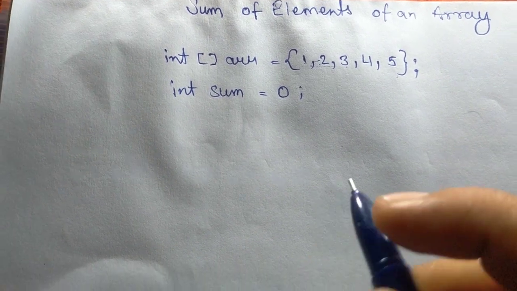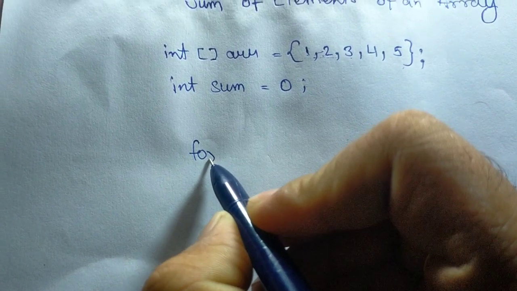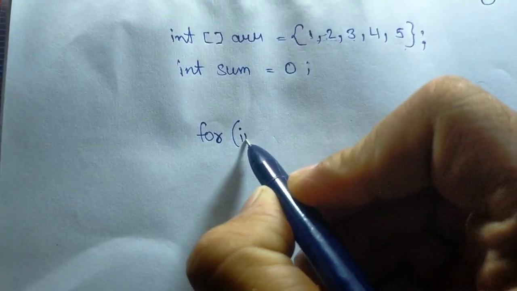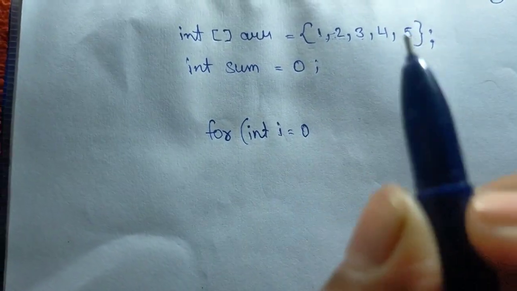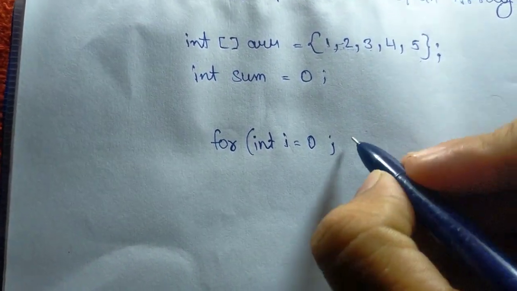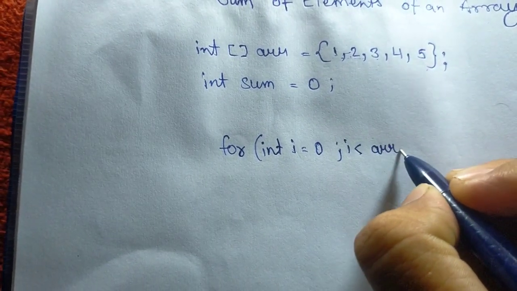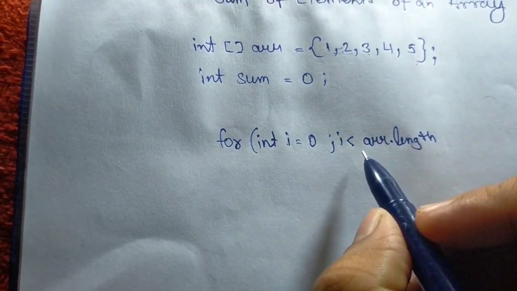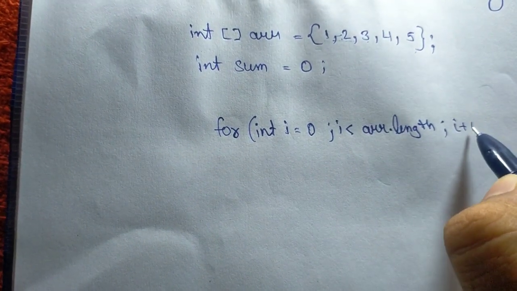Just wait and watch. So first of all, we traverse this array using a for loop. First of all, for int i equals 0. Initially we are starting with 0 because an array is 0-based indexing. After that, i less than how much? array.length. It will go till array.length. After that, every time it will increase by 1.